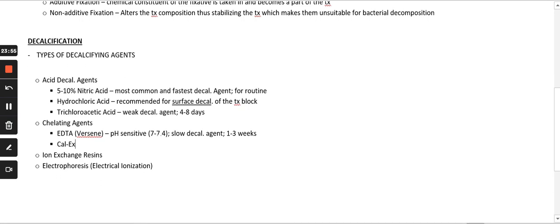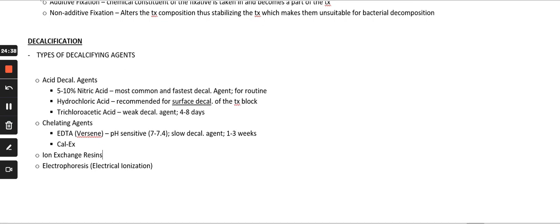Okay, now another one, moving on, is your ion exchange resins. The decalcifying agent for this one is usually 20 to 30 times the volume of the tissue. Now for your electrical ionization or electrophoresis, it is a process whereby calcium ions, di ba positive charge man ato ang calcium ions, are attracted to a negative electrode, and are removed from the decalcifying solution.